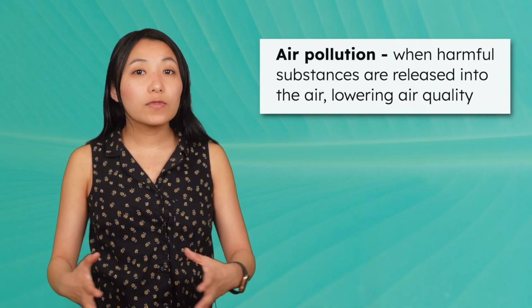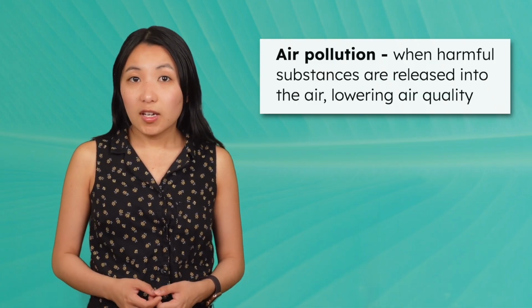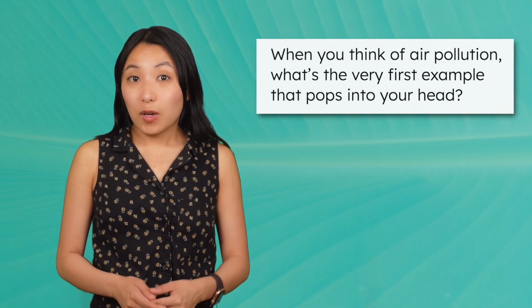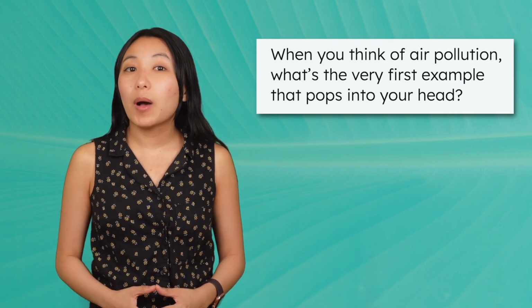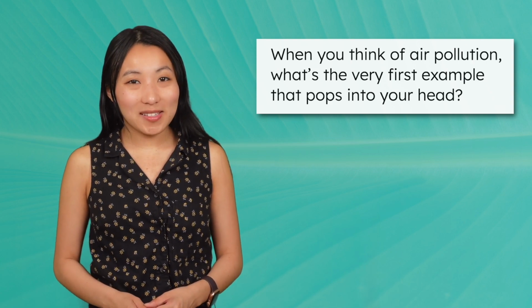My air quality alert in the last lesson was caused by air pollution. This is when harmful substances are released into the air, lowering air quality. There are a few different kinds of pollution to look out for, but before we get into that, I've got a question for you. When you think of air pollution, what's the very first example that pops into your head? Pause and record your thoughts in your guided notes.